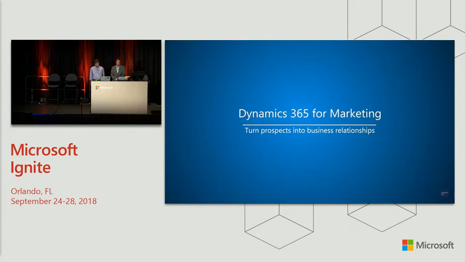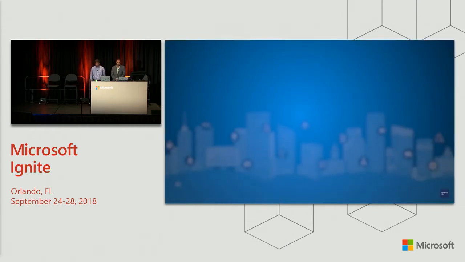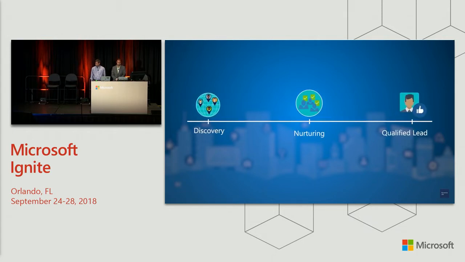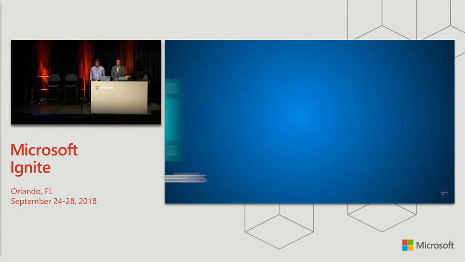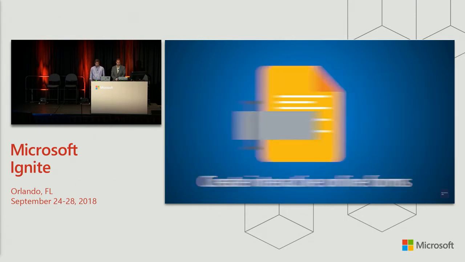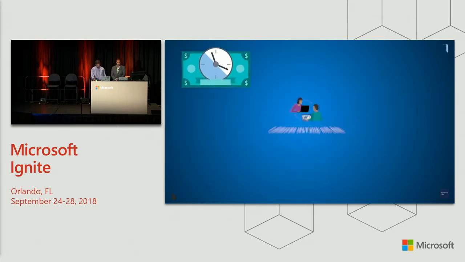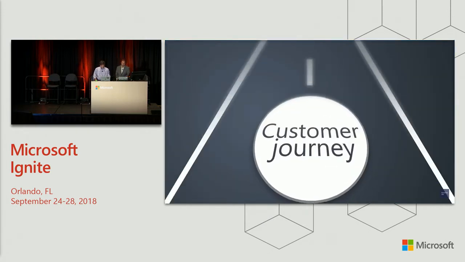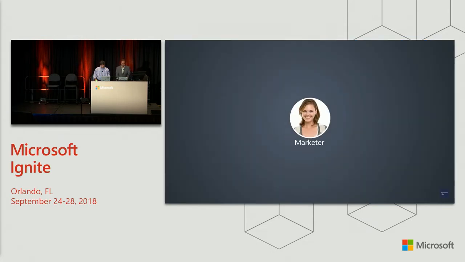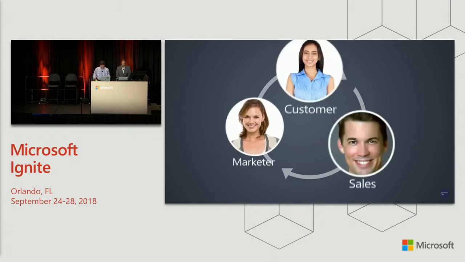Dynamics 365 for marketing helps you plan, automate, and monitor the full customer journey as prospects travel from discovery through nurturing and onward to become marketing qualified leads. You can run automated email campaigns, plan and promote sales events, create interactive online forms, generate and score leads, collaborate seamlessly with sales, and much more, all in one place. In this video, we'll observe the customer journey as seen by three personas: the marketer, the salesperson, and the customer. Let's start with the marketer.